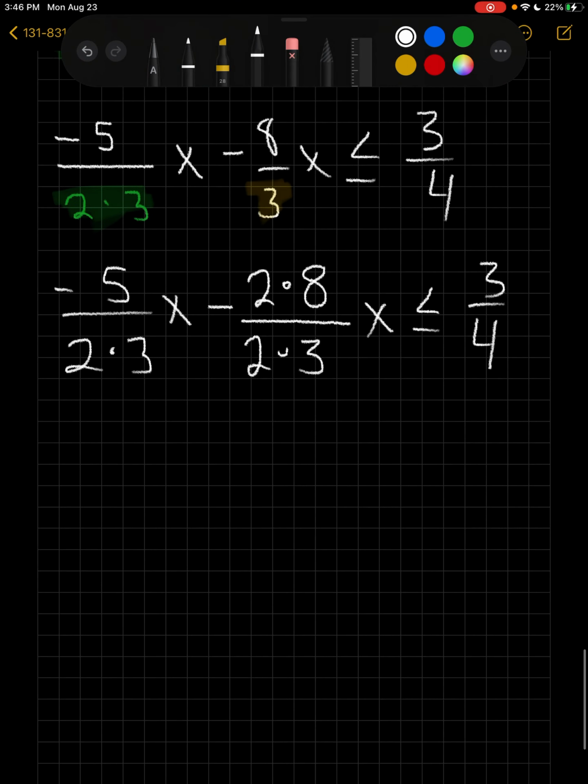Take a second and think about it. Or maybe you're like, Sarah, I got this. Good. Make sure you bring it up in group work and you help us with our fractions because they take practice. So now I have a common denominator. I have 2 times 3 and 2 times 3.